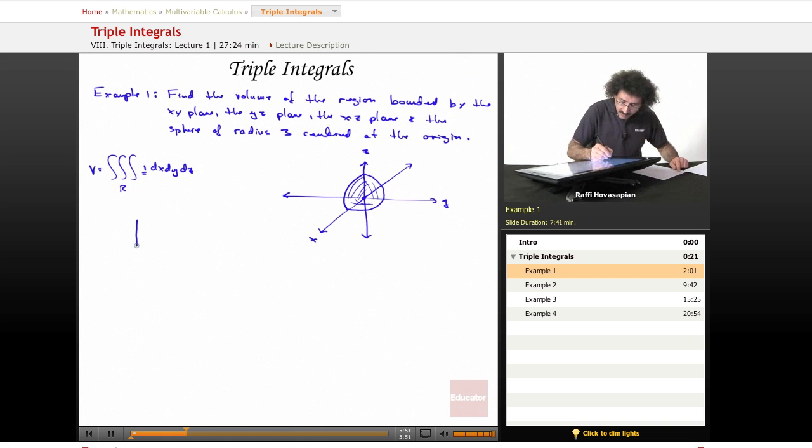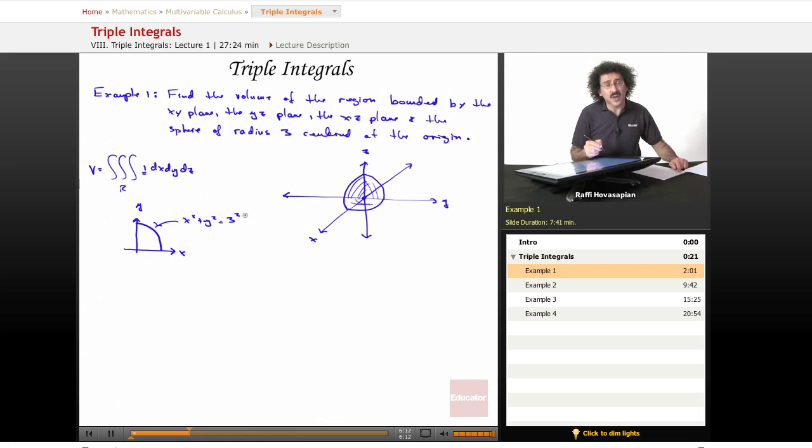Let's just look at the xy plane first. So this is y and this is x. Well, we have this sphere, right? So the z-axis is coming straight out and going straight down. Well, this is x squared plus y squared equals 3 squared. That's the equation of a circle in the xy plane.